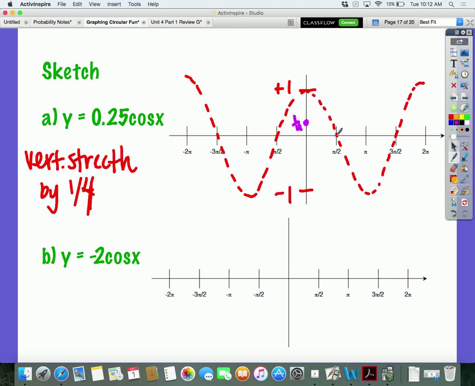What about this point? It stays the same because the y coordinate there is 0. So 0 times 1/4 is 0. What about here at (pi, -1)? It's going to be negative 1/4. What about here at (3 pi over 2, 0)? Same. And over here at (2 pi, 1), it's going to be at 1/4. And for the other side.